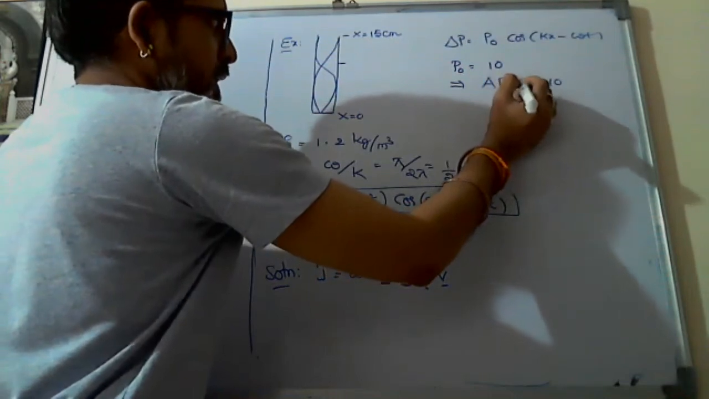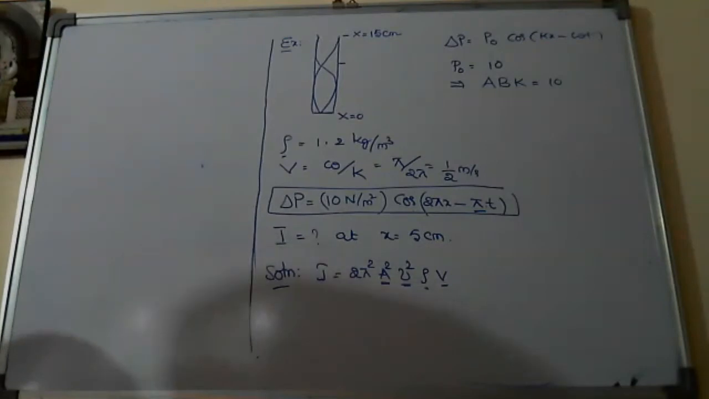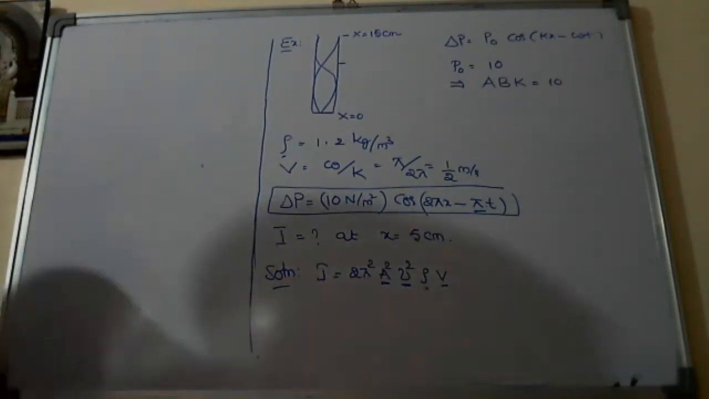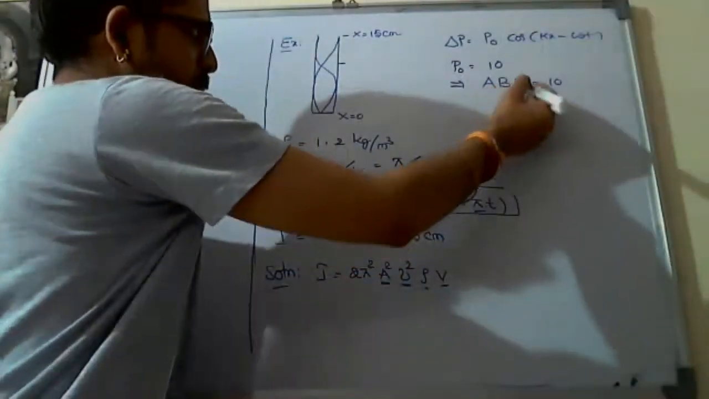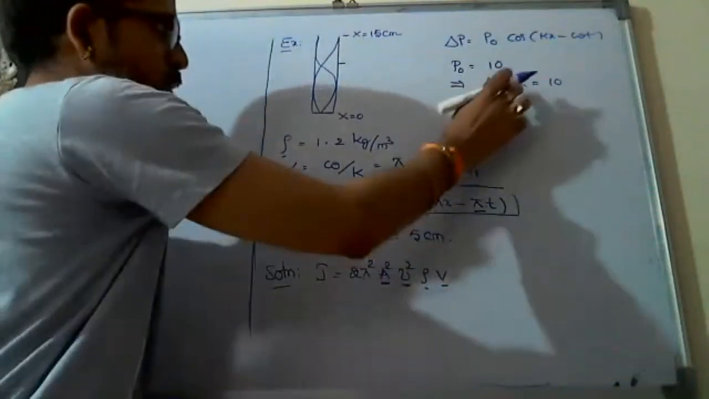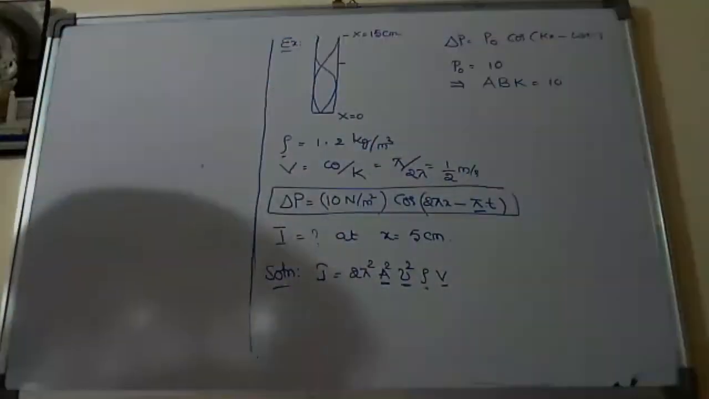Okay, A, B, K. Yesterday also I think I reminded one time. So maximum pressure is equal to the formula A, B, K. From there, you can find out A. Why? Because K is already here, 2 pi. So I know K. If you know the B value, you can find out A.